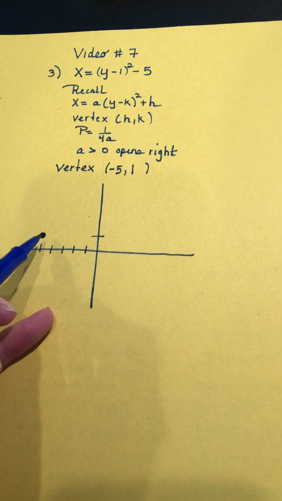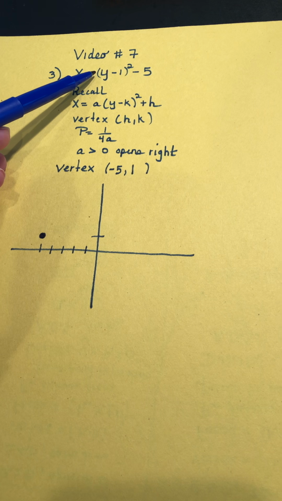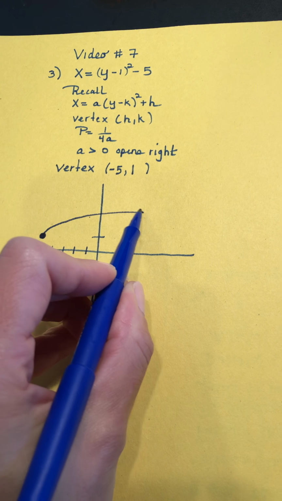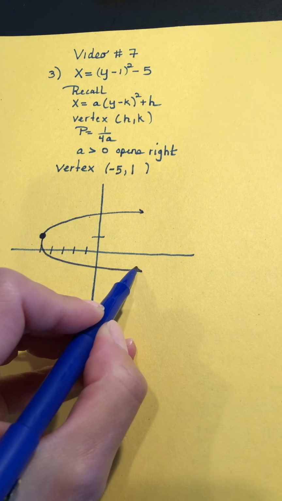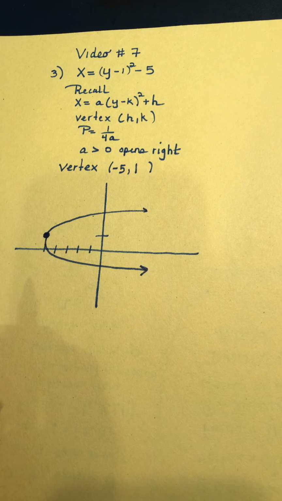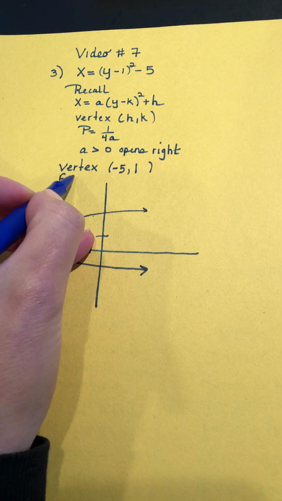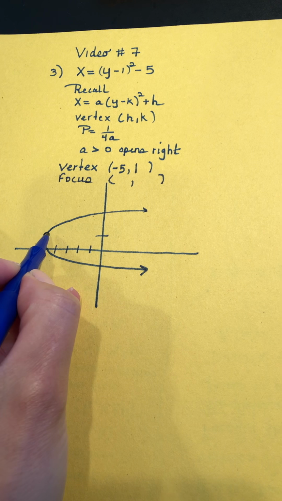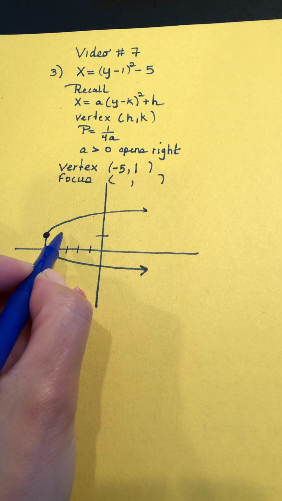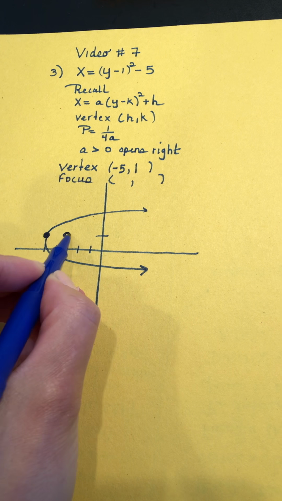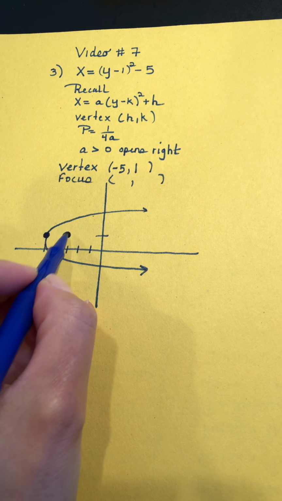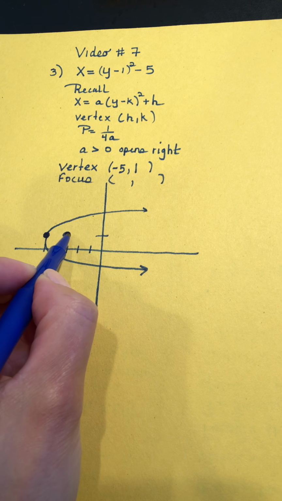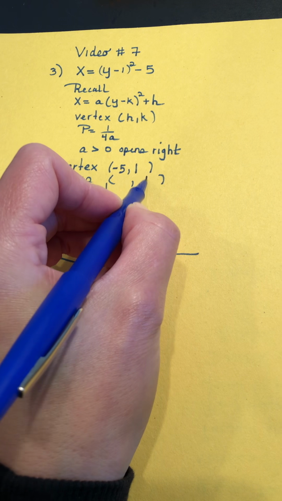Now, because my a value is positive, that means the parabola opens to the right. So I'm going to draw a rough sketch of it opening this way. The reason I need to do that is because I need to know where the focus point is. So the next thing I want to find is my focus point, and I know my focus point is inside the parabola. It's going to be somewhere in here. The focus point and the vertex are always going to be in line with each other, okay? So I know not how far over in the x direction, but I know that the focus point is up 1 unit in the y direction. So I know the y value is 1.